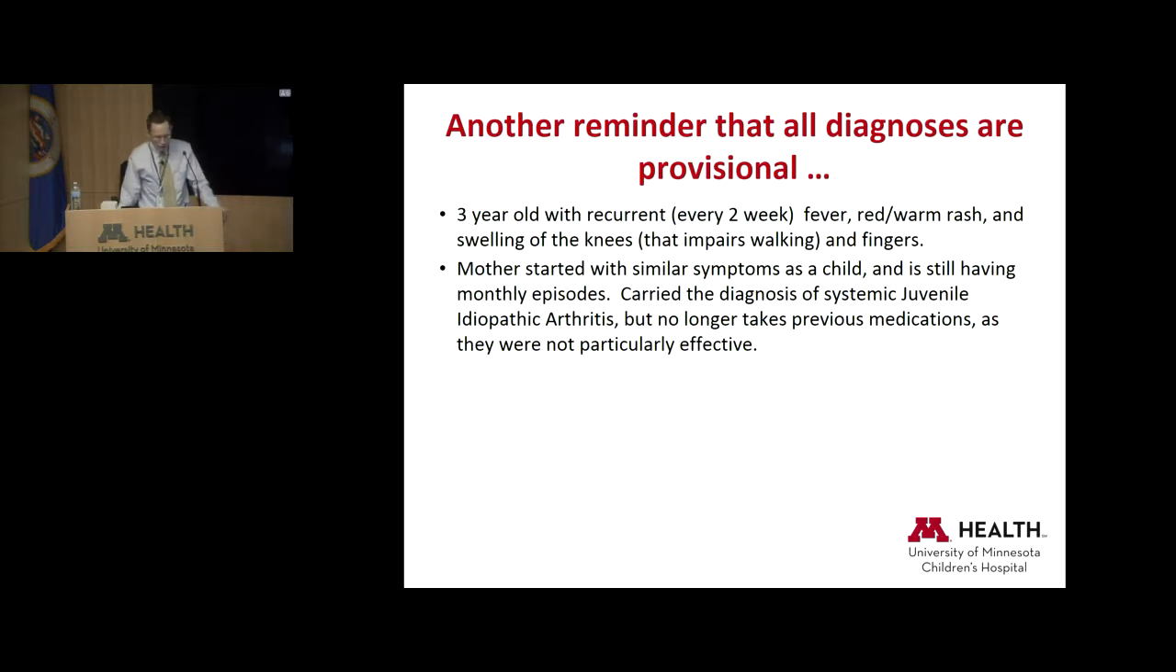And the history came out that the mother had similar symptoms as a child and was still having monthly episodes. But she wasn't taking anything for it anymore. She had been diagnosed as systemic JIA. Well, I actually saw her as a second opinion as a teenager. And I told her, this is not systemic JIA. I don't know what you have, but it's not systemic JIA. Because we do pay attention to the fever. And the fever pattern didn't fit. The lack of rash didn't go along with it. The laboratory features didn't go along with it. So Bryce diagnosed 2 in one visit. So the fever can play a role, but it's not always clear cut.